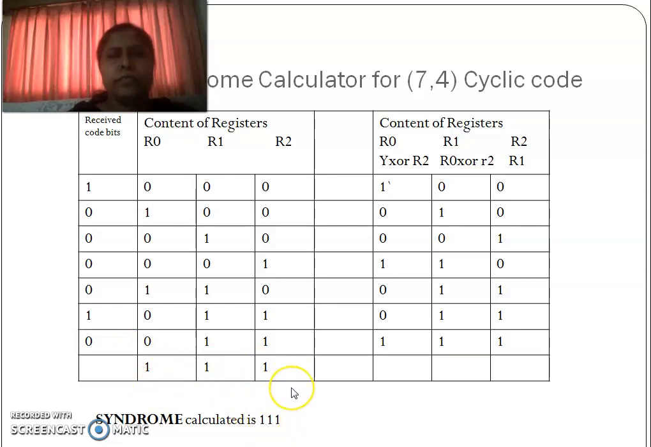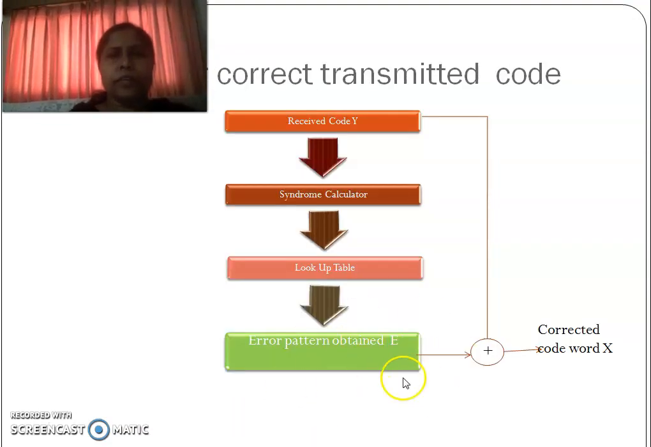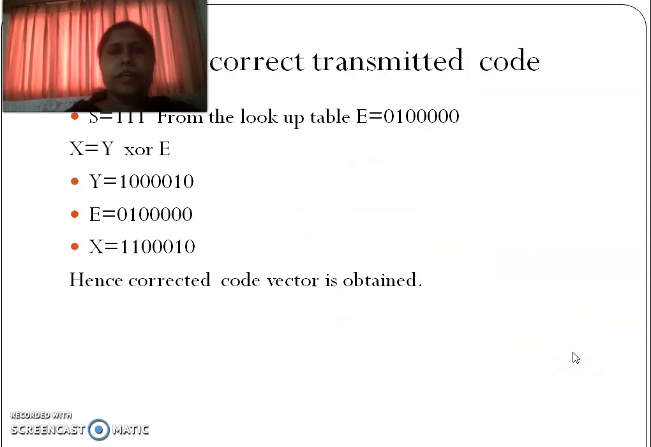And knowing this syndrome value, we can construct a lookup table, or we can refer to the lookup table and find out the error pattern. The steps are shown in the form of a flow graph here, and the lookup table provides the error pattern E. And if the error pattern E is exclusive ORed with the received code word Y, we get the correct code word X, and hence we obtain the correct code vector at the receiver.